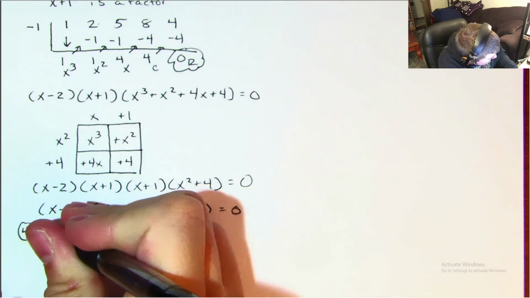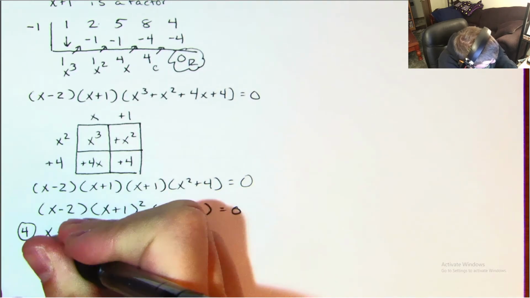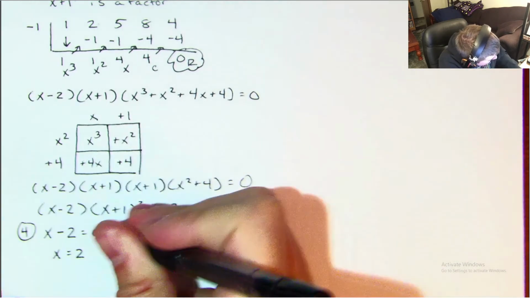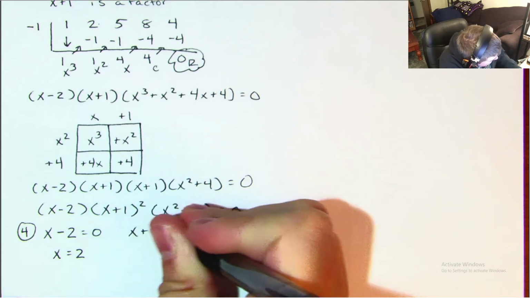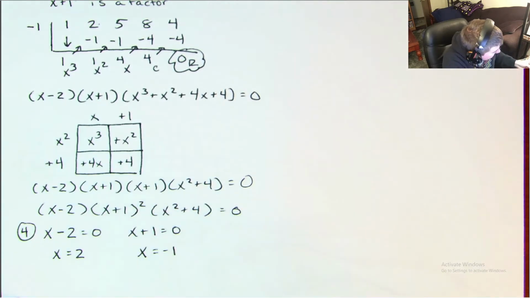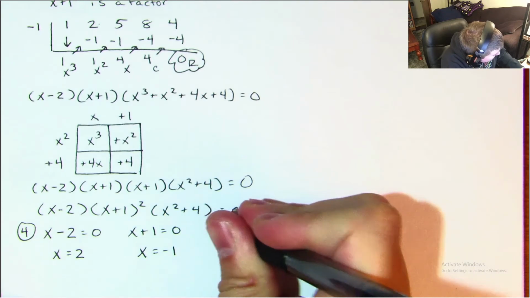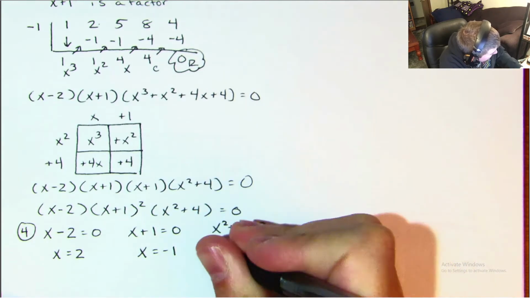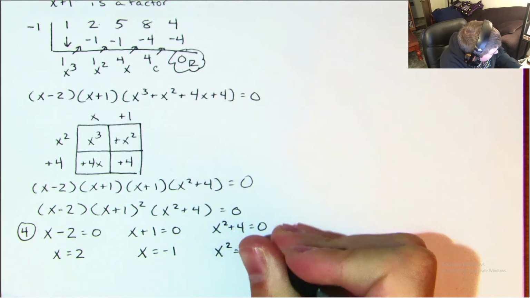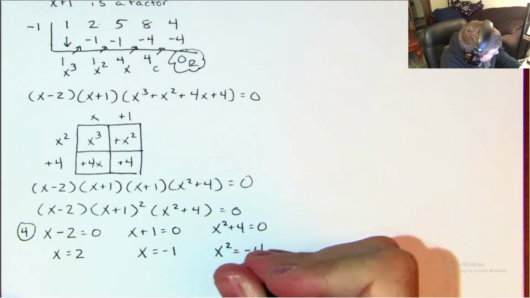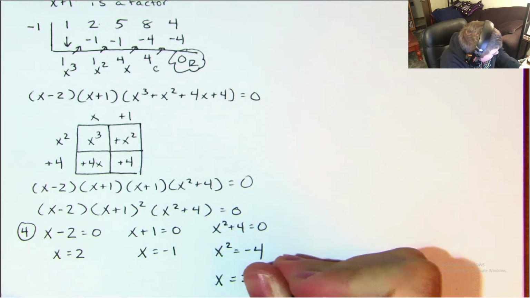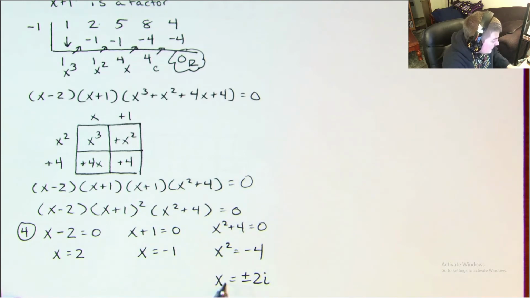Okay, so we're going to get x minus 2 is equal to 0, so that means x is equal to 2. x plus 1 is equal to 0, so that means x is equal to negative 1. And then x squared plus 4 is equal to 0, meaning x squared is equal to negative 4. We square root each side to get x is equal to plus or minus 2i. Okay, so we have complex solutions.